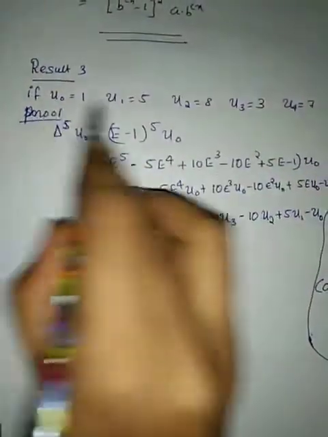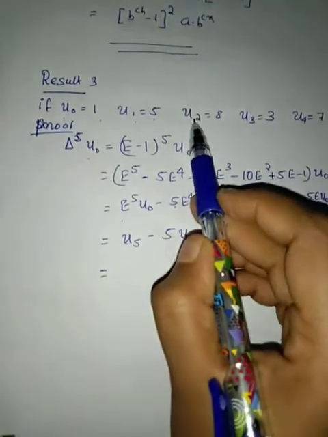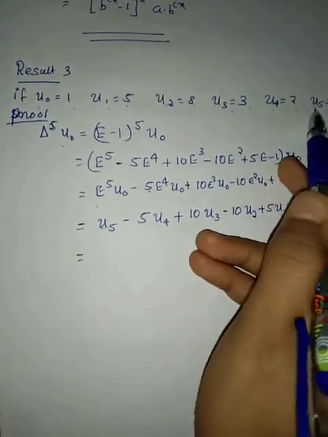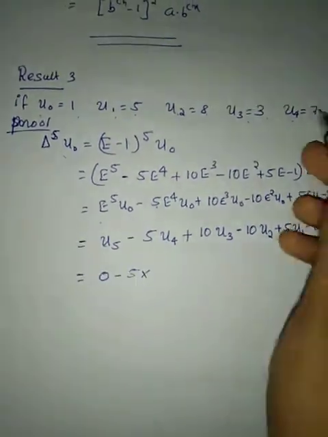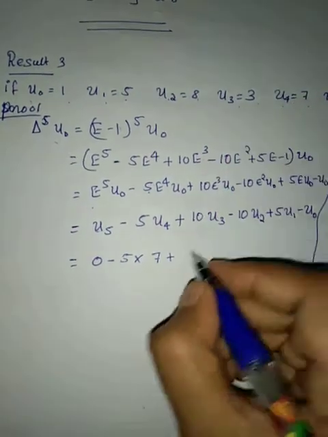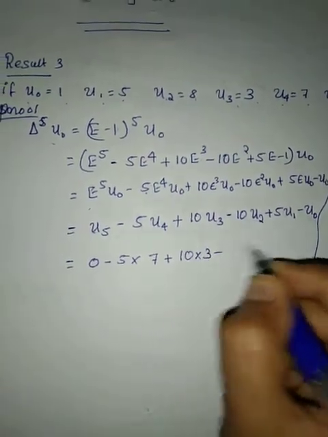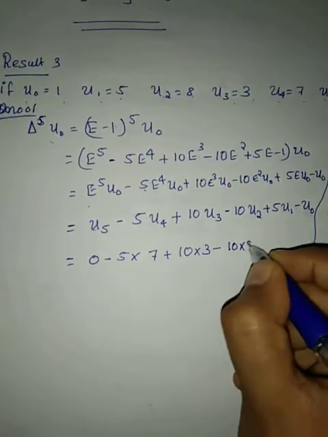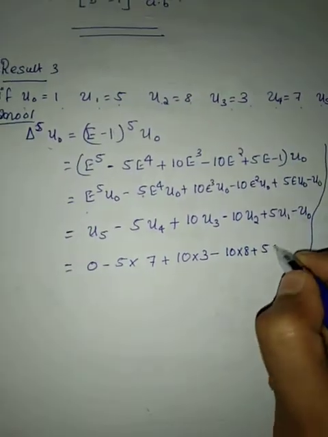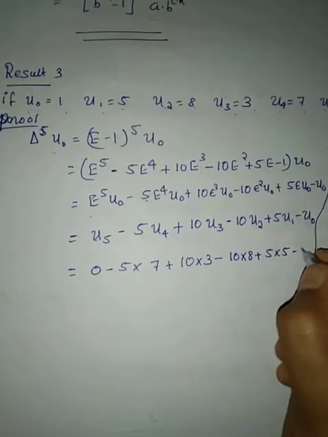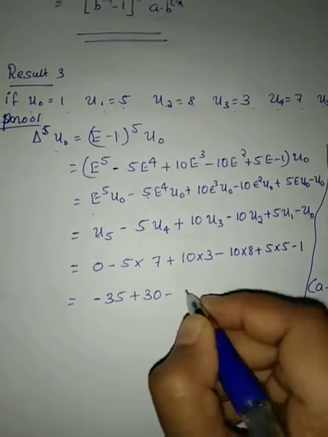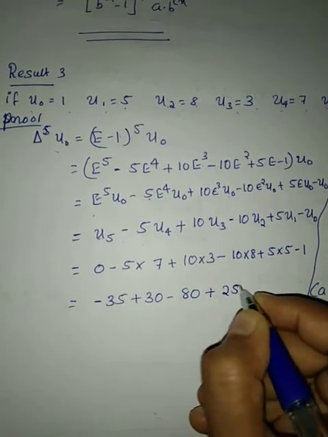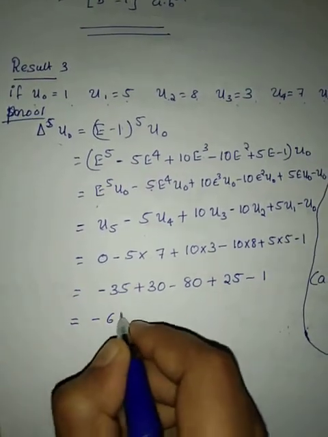Then substitute these values: u naught equal to 1, u1 equal to 5, u2 equal to 8, u3 equal to 3, u4 equal to 7 and u5 equal to 0. Then we get 0 minus 5 into 7 plus 10 into 3 minus 10 into 8 plus 5 into 5 minus 1. Then we get minus 35 plus 30 minus 80 plus 25 minus 1. So we get minus 61. This is the result.